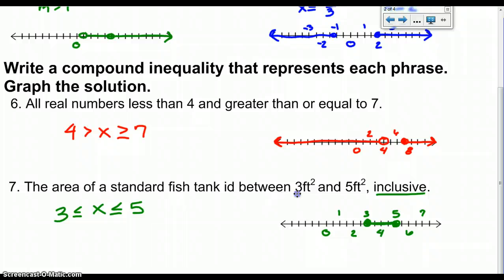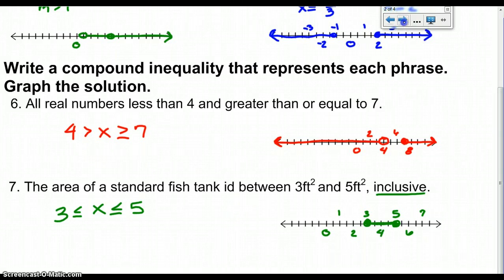And so it's between 3 feet and 5 feet. So 3 feet will have to be the smallest, and 5 feet will have to be the greatest. So we have 3 feet is less than or equal to x, and x is less than or equal to 5. And then you can see our graph is in between those two numbers because those are the numbers that the fish tank area can be between.